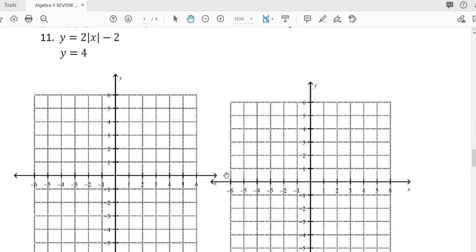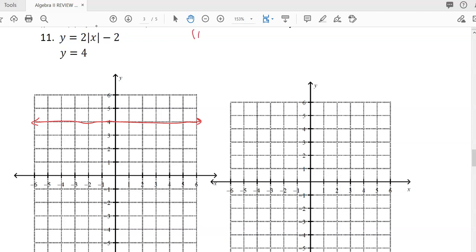Graph both equations and find the point of intersection. So y equals 4 is the easy one there. Hopefully you know that's a horizontal, not a vertical line. So it touches every point where y is equal to 4. This 2, if you remember, that's where you want to write down the ordered pairs.